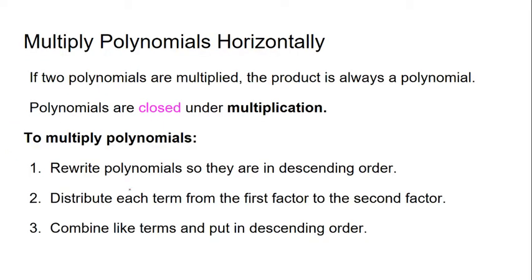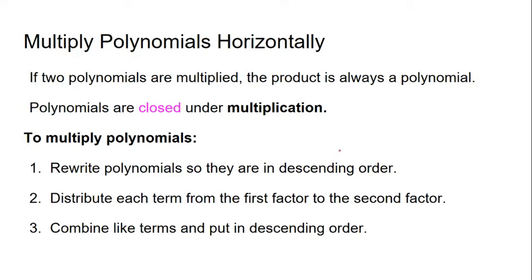So now our last thing that we're going to work on is multiplying polynomials horizontally. So if two polynomials are multiplied, the product is always a polynomial. Polynomials are closed under multiplication. So anytime that we multiply, add, or subtract, all of those are closed operations for polynomials. To multiply polynomials, we have 3 steps.